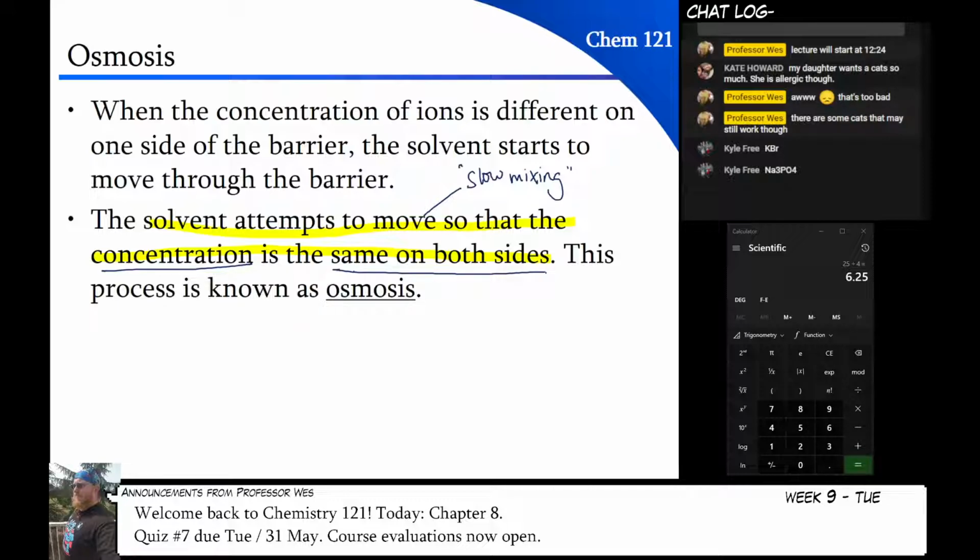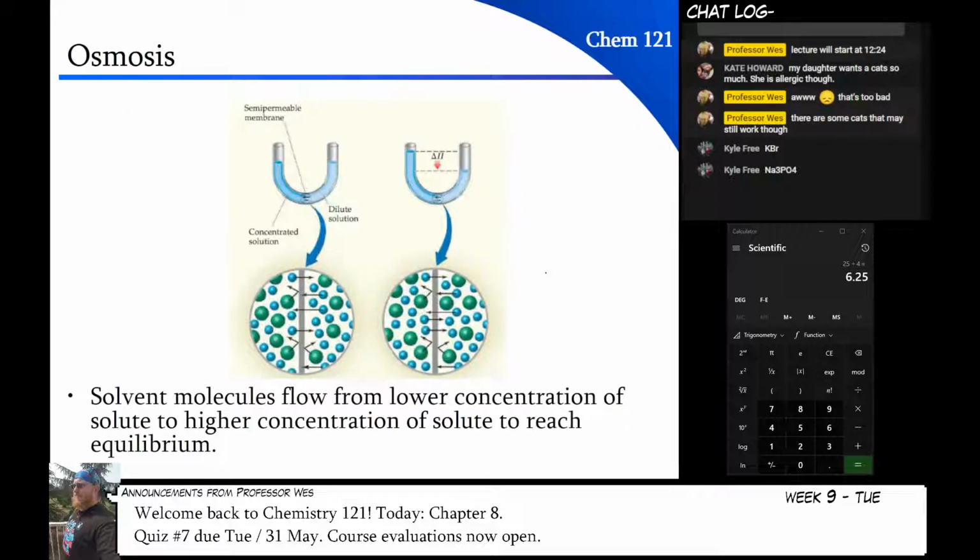Now, some interesting things will happen when this occurs. For instance, let's suppose that this is what my solutions look like. I have this tube here that is bent upwards so that it's in the letter U. That would make it a U tube, wouldn't it? On the left, I have a concentrated solution. So there are more ions on this side of the solution. On the right, I have a dilute solution.